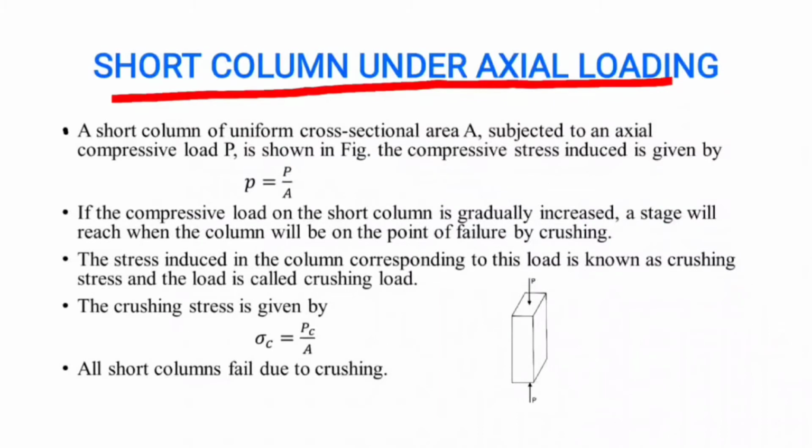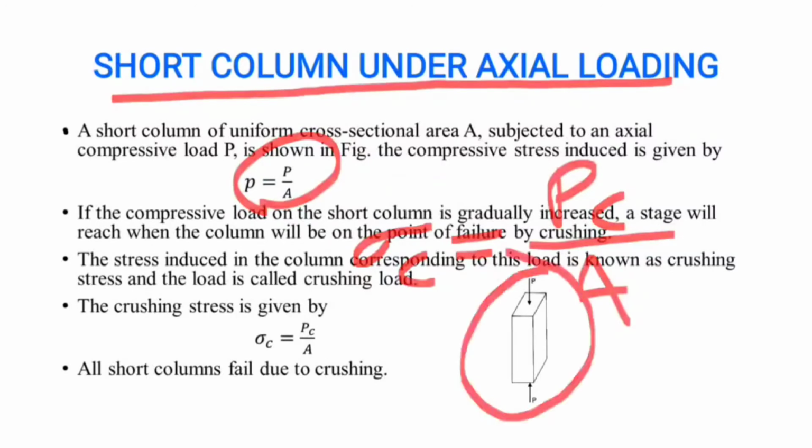A short column has a cross-sectional area subjected to axial compressive load P, and its compressive stress is P by A. If the compressive load on the short column is gradually increased, a stage will be reached when the column will be on the point of failure by crushing. All short columns fail by crushing only. Why? Because for short columns we increase the load gradually. The stress induced in the column in response to this load is known as crushing stress. So crushing stress will be crushing load by area.